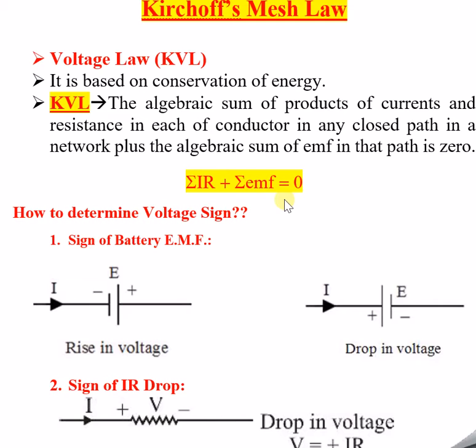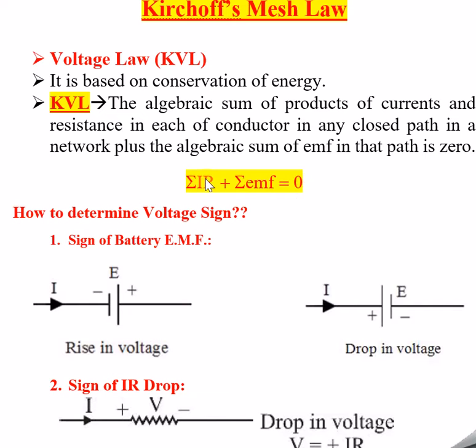So this is the main law of Kirchhoff's mesh law, or Kirchhoff's voltage law. Once more, I will repeat it: the algebraic sum of the products of currents and resistances in each conductor in any closed path. The condition is that it should be a closed path. If you keep it open, then it is not valid. Plus the algebraic sum of EMFs in that path is equal to 0, and whatever you sum should be of the same path. If you take the IR drop in one closed path and the EMF from another, that is not valid. Whatever path's IR drops you consider, the EMFs of the same path should be added, and the sum of these two is equal to 0. This is a simple way to remember Kirchhoff's mesh law or voltage law.